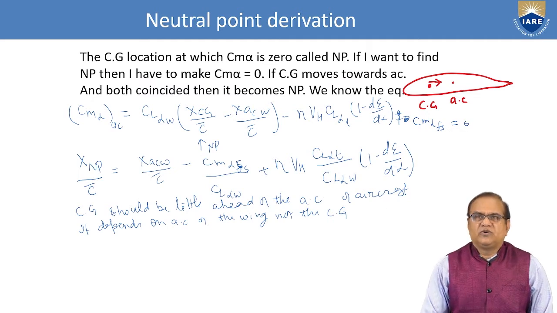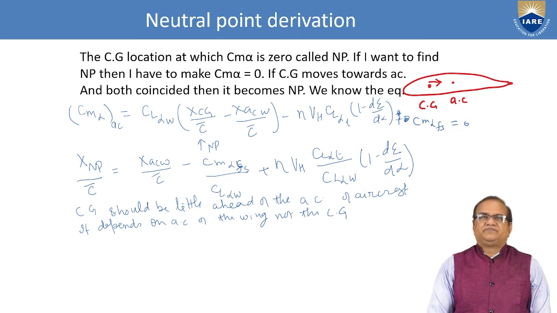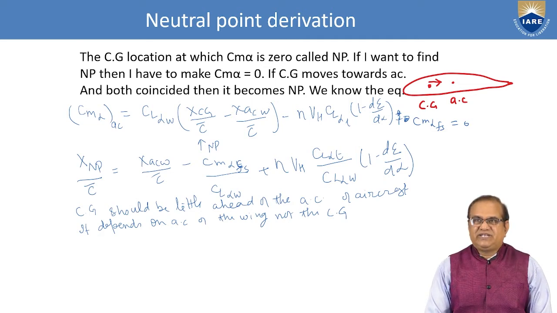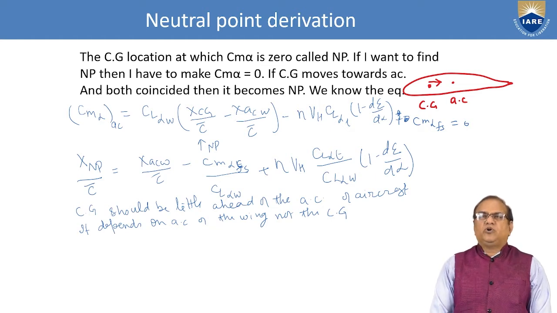Okay, now I am going to derive the equation for the neutral point. The center of gravity location at which Cm alpha is 0 is called the neutral point. If I want to find the neutral point, then I have to make Cm alpha equal to 0. If CG moves towards aerodynamic center and both coincide, then it becomes the neutral point.